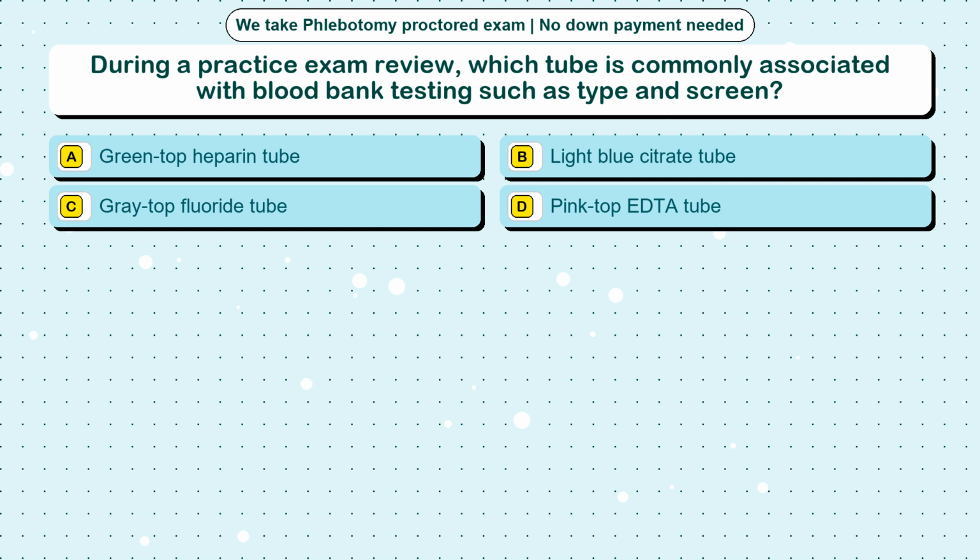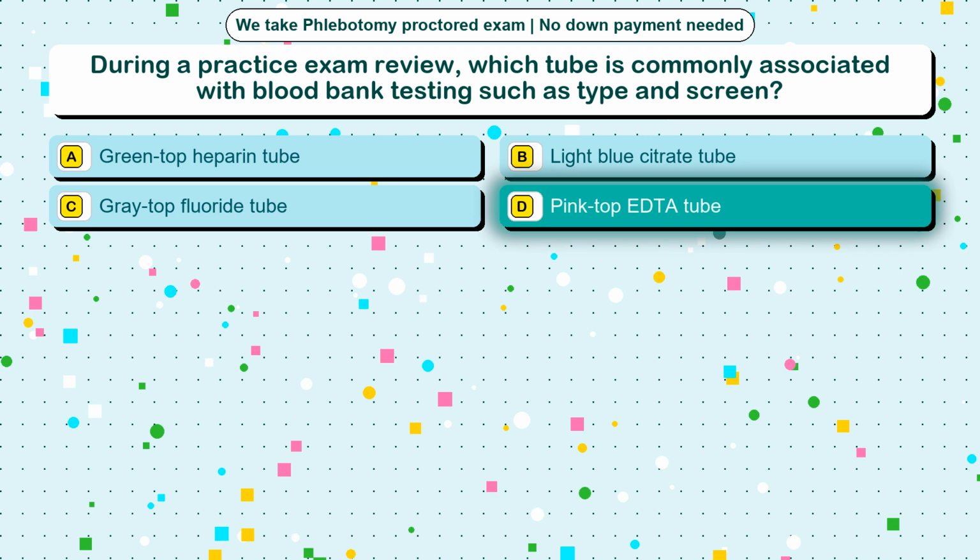Question 8. During a practice exam review, which tube is commonly associated with blood bank testing such as type and screen? Option A. Green top heparin tube. Option B. Light blue citrate tube. Option C. Gray top fluoride tube. Option D. Pink top EDTA tube.